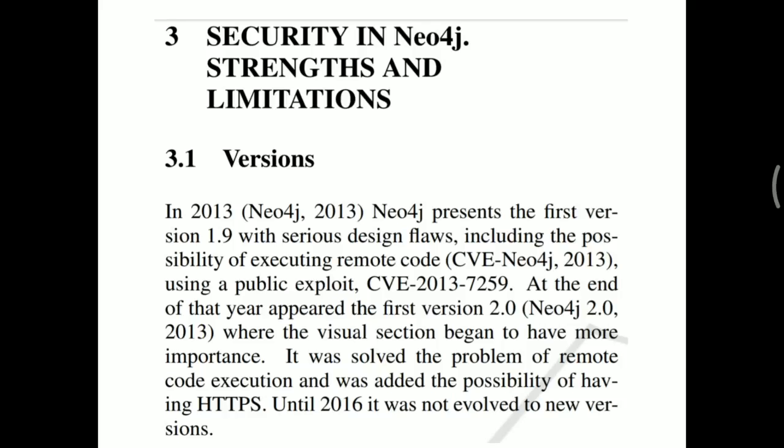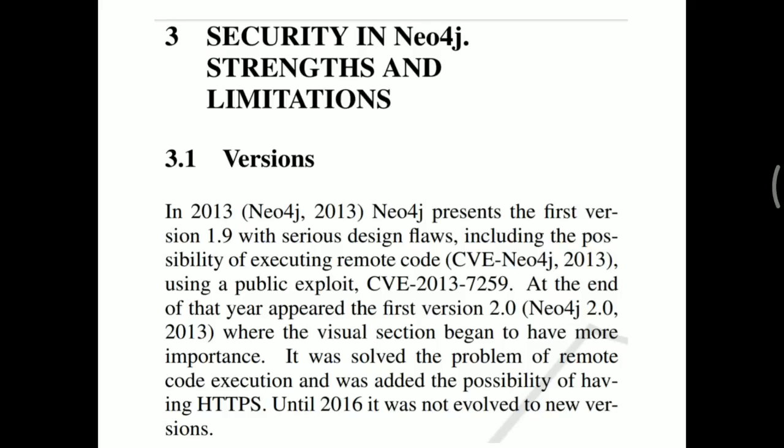In 2013, Neo4j presented the first version, Neo4j 1.9, with serious design flaws, including the possibility of executing remote code using a public exploit. CVE-2013-2509 is a remote code execution vulnerability in the DBMS.